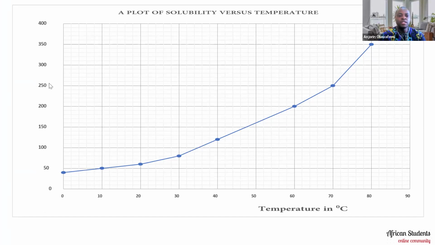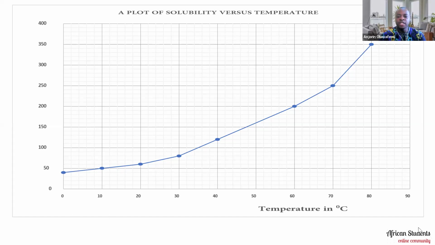You have the solubility on the vertical axis, and then the temperature on the horizontal axis. For each of the points, we look for the point for solubility, then we trace it down to where we have the temperature, and then we mark it out. Then you try, to the best of your ability, to join the points together. So this is how we do the plotting of a simple solubility curve.